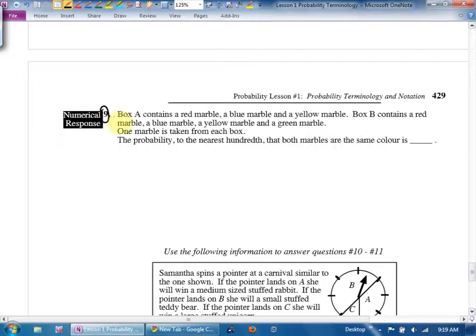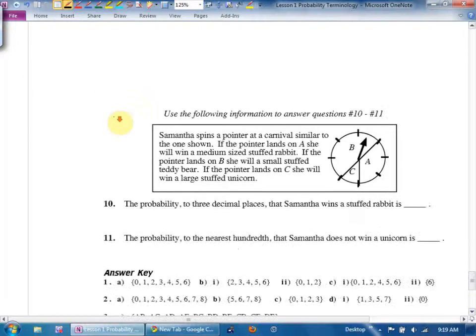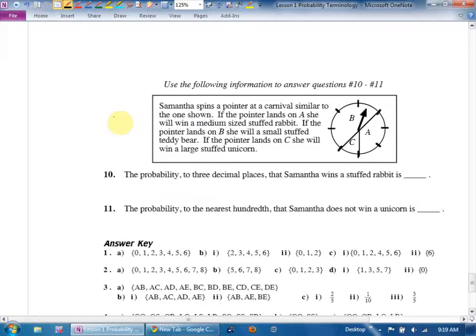And then what did I assign on lesson 2? Number 8, which I already assigned. Okay. I'm going to add 10 and 11. And I'm going to hit stop here.